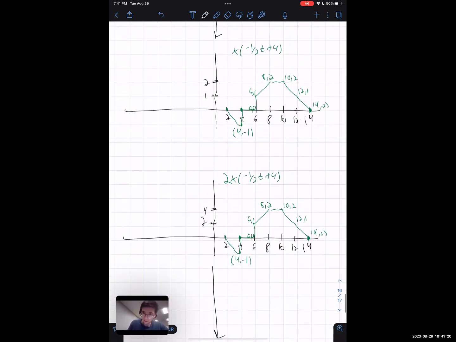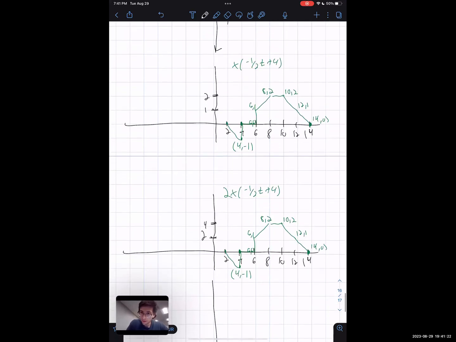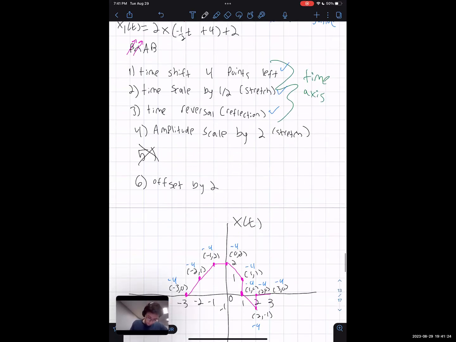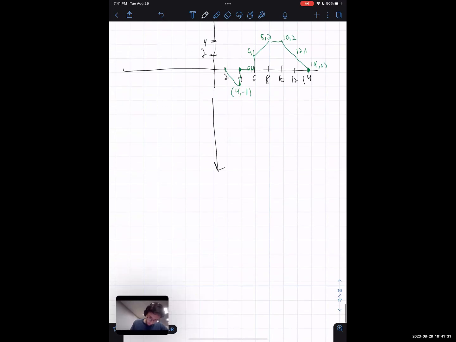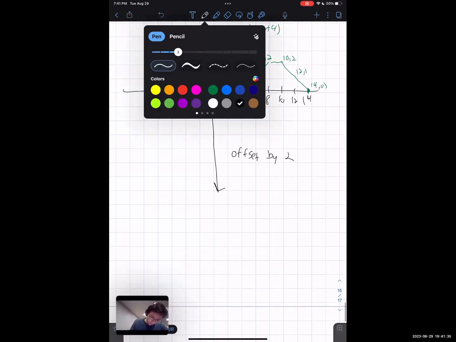Let's get a sea of thumbs up. See some thumbs up. Okay. So the last step here, guys. So now we're going to do an offset by 2. Okay, cool. Offset by 2. And this would be your final answer here, guys. It's the last step.